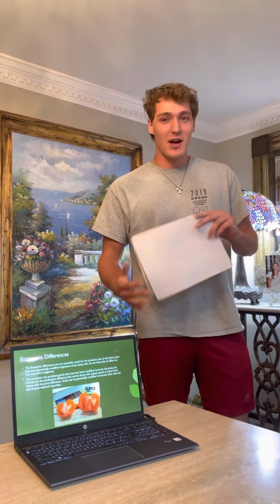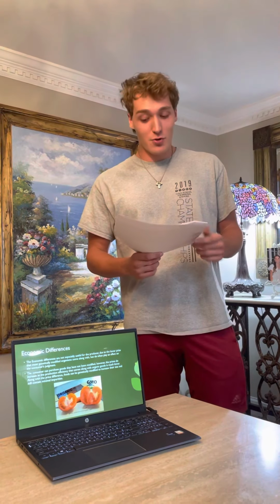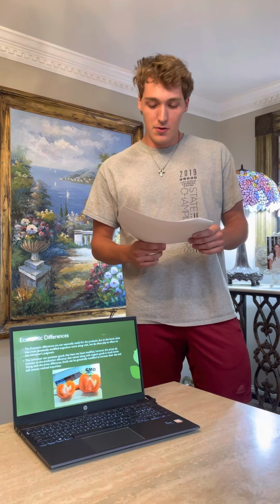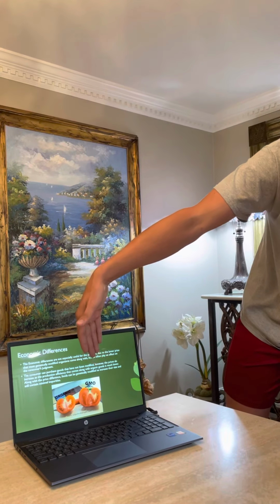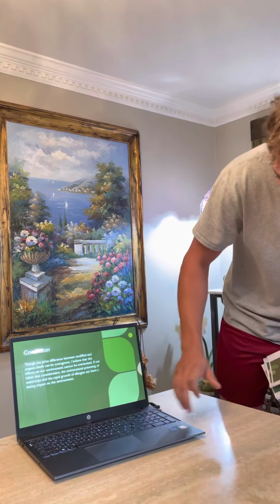There are also huge economic differences. The economic differences are not especially useful for the producer due to the lower selling price that most GMOs come along with, but often play an effect on the consumer's judgment in the store. The consumer can purchase goods that have not been modified, however, the organic prices are often much higher. Along with the price difference, food can be genetically modified to increase their size and still contain minimal impurities. Obviously, with organic and GMO, you can increase the size and the nutrients if you change the molecular structure.